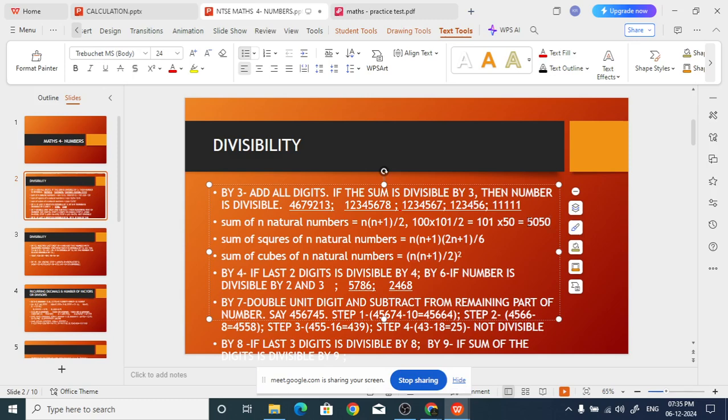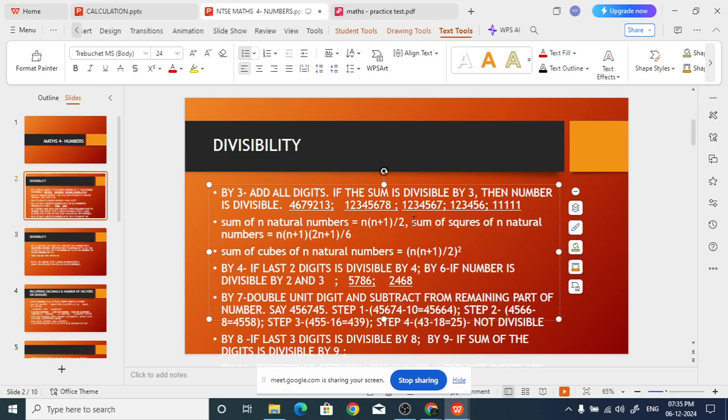Okay, next is 1, 1, 1, 1, 1. Five ones. Is it divisible by 3? No, sir. Why is it not? The sum of the numbers is 5, sir. Yes, the sum of the numbers is 5.